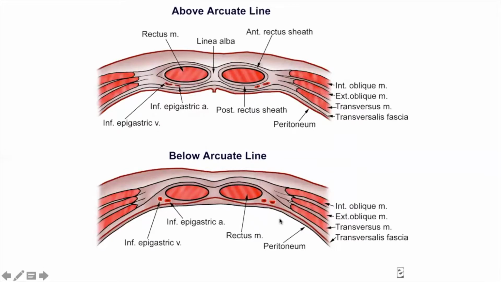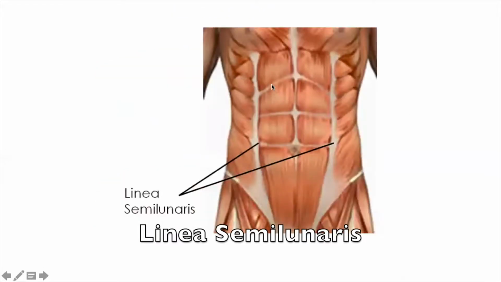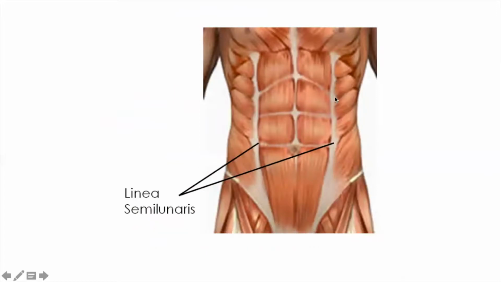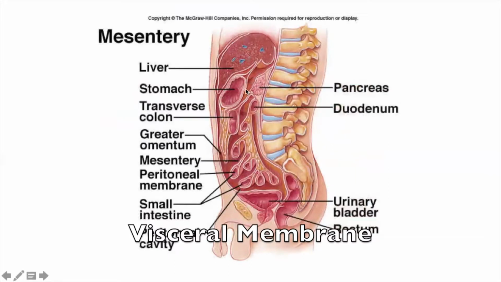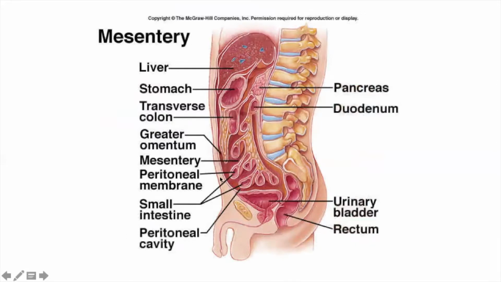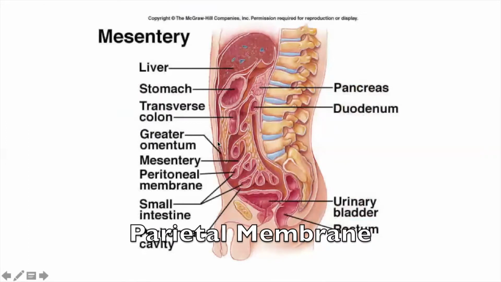Next, we have the linea semilunaris, and those are the white bands on either side of the rectus abdominis, right here. And you have the umbilical ring, which is your belly button, that's in the middle. You also have your peritoneal membranes. So your visceral is the one touching the organs, so it would be this inner lining, and the parietal membrane would be this outside one.